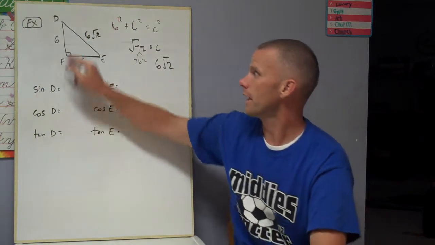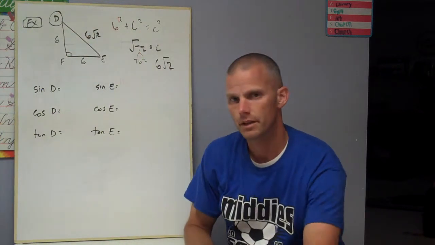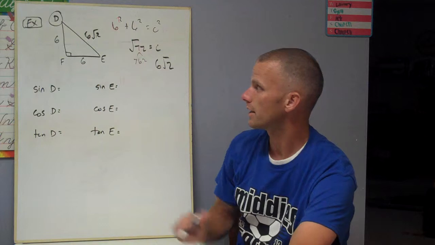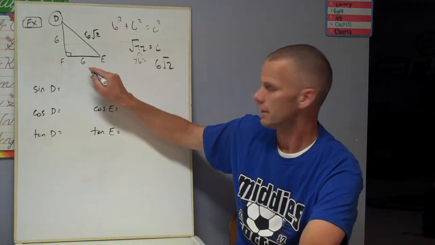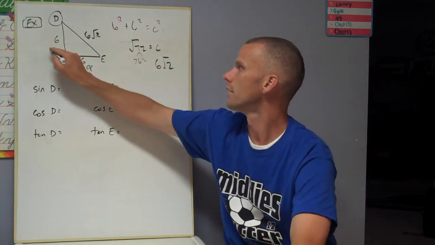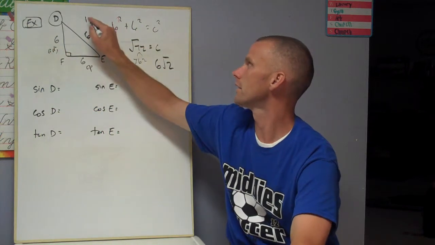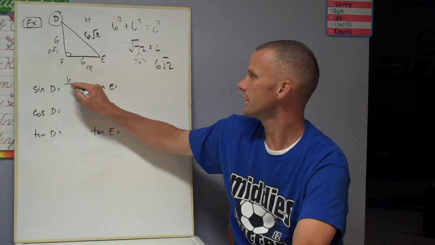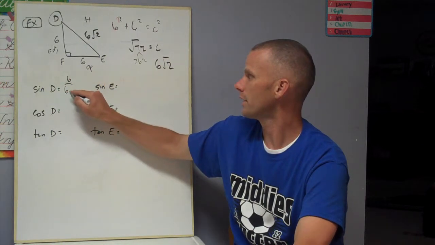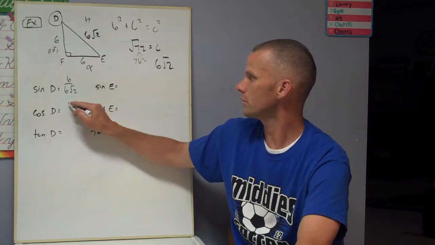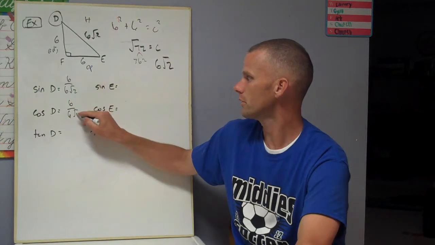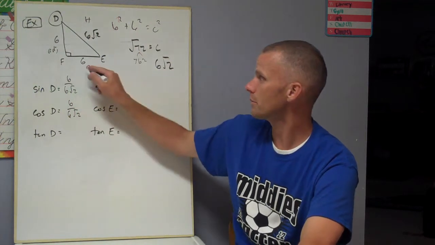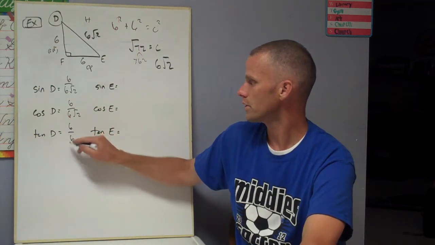So, again, here we're focused on D. Set up your opposite side, set up your adjacent side. That's right. Opposite, adjacent, hypotenuse. So opposite, 6 over your hypotenuse, 6 radical 2. Cosine, 6 over 6 radical 2. Tangent, opposite, 6 over the adjacent 6.